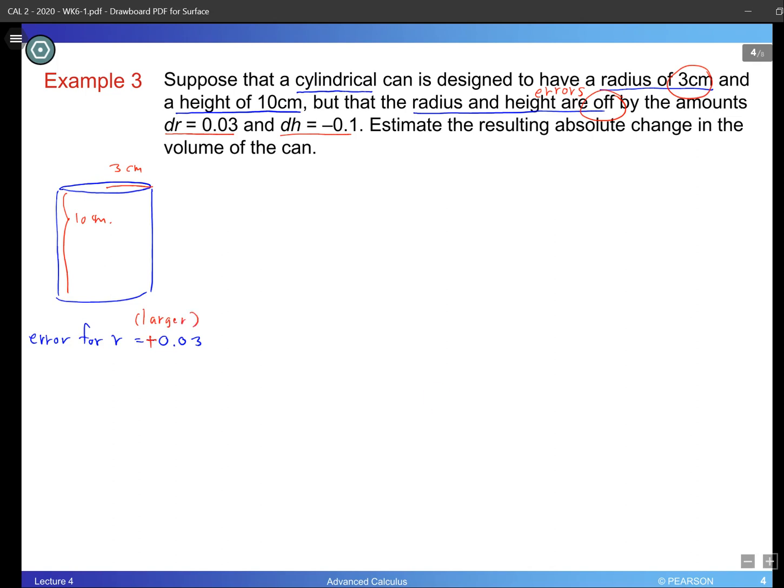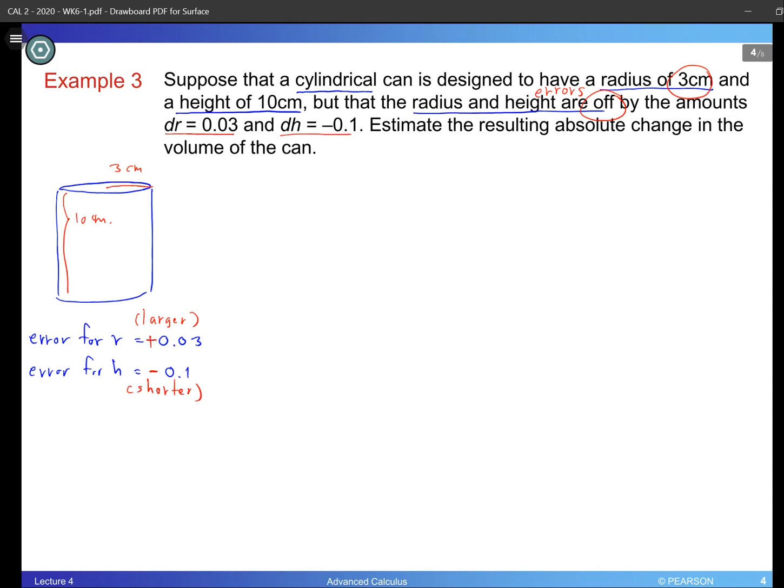Now the error for the height as well. Error for height, and here we have this minus 0.1, with the minus sign at the front. Minus sign means that it's smaller than the design, which means that in this case the height of this can is shorter than the design of 10 centimeters. So here you can make a note that this is shorter than the design. Instead of 10, maybe you have this 9.9 centimeters here.